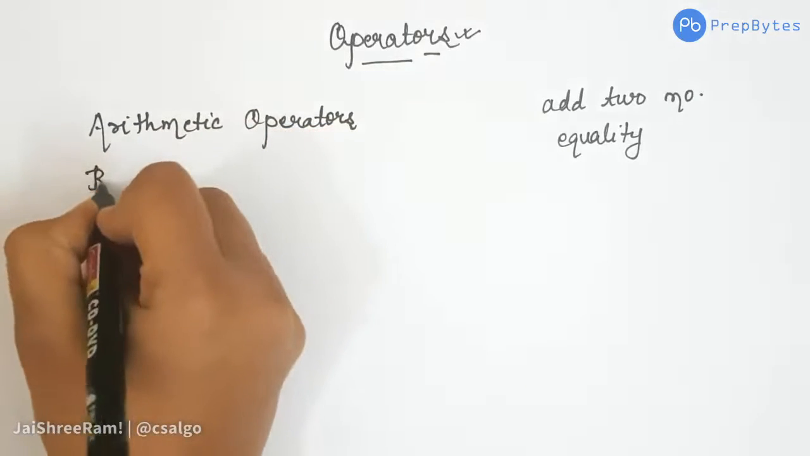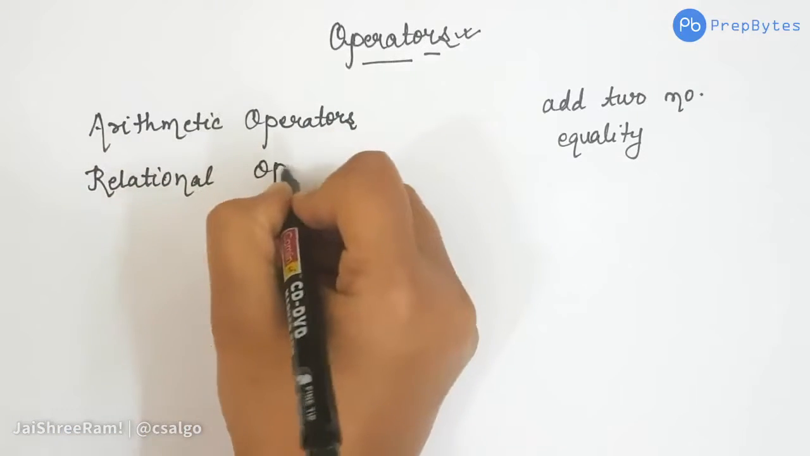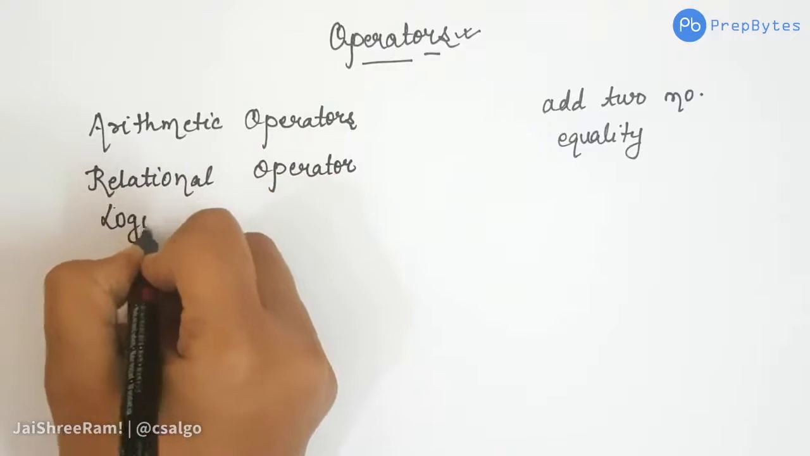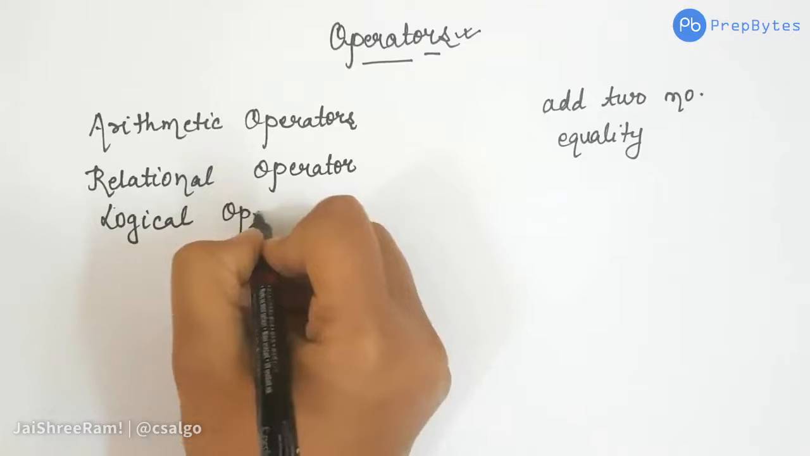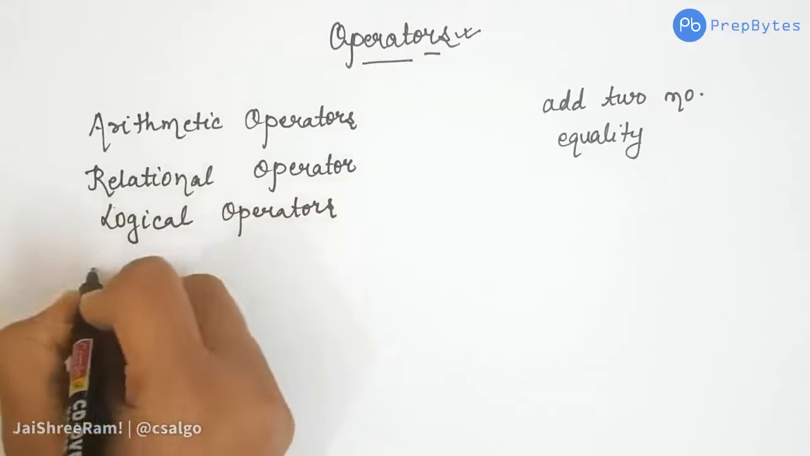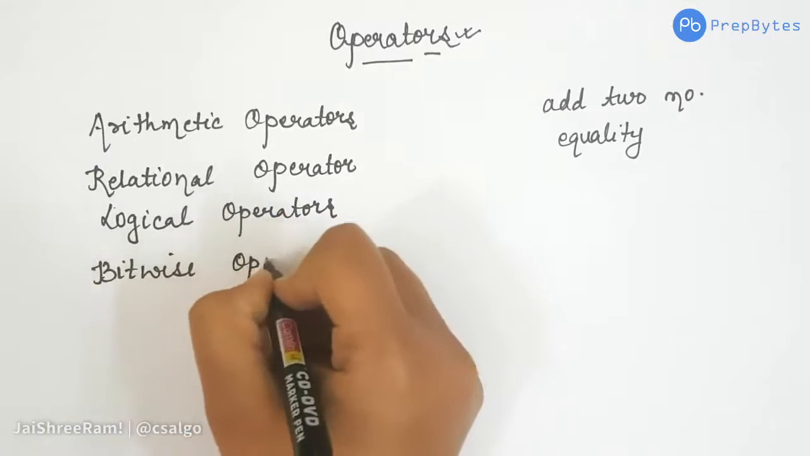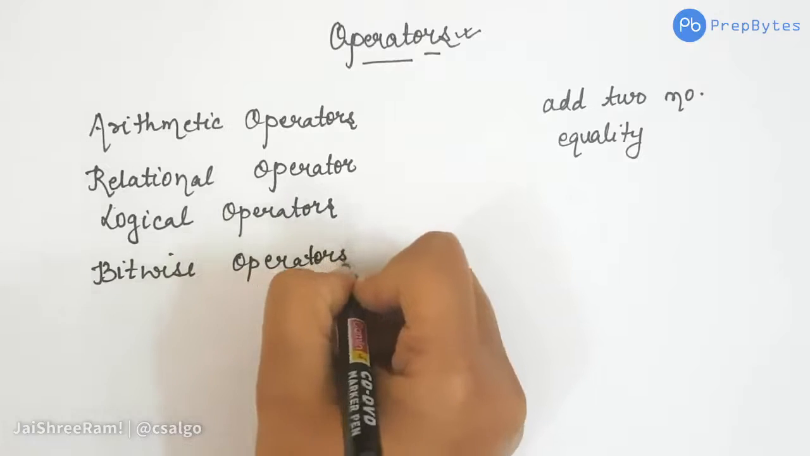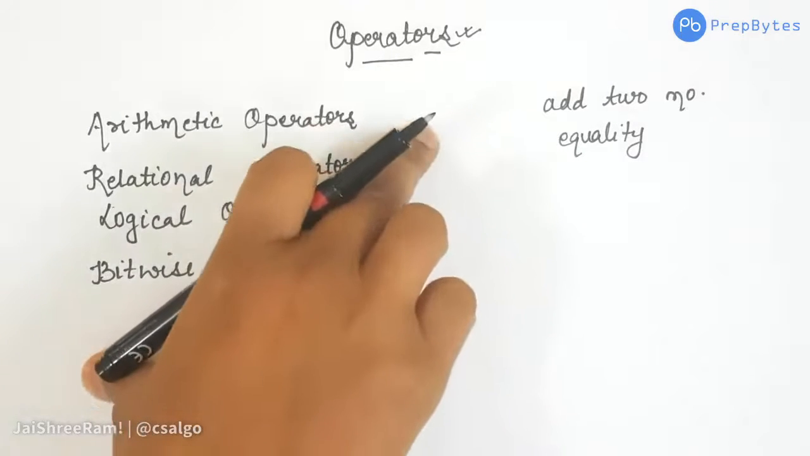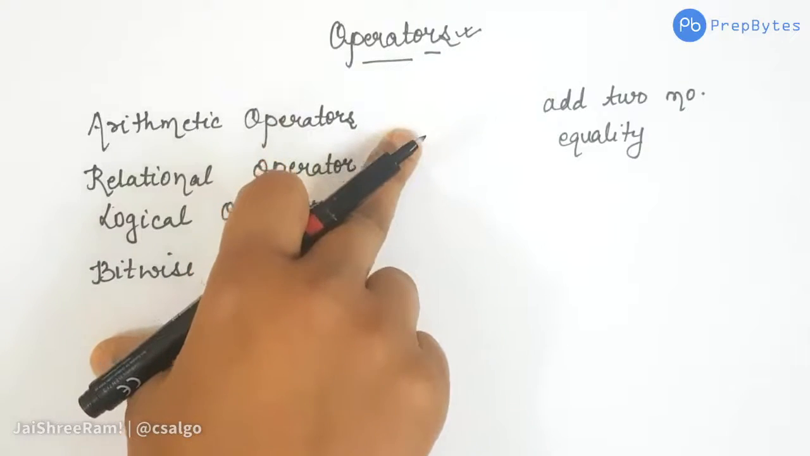we have relational operators, we have logical operators, we have bitwise operators, and we have a few other operators as well that we will talk about. So these are four broadly classified operators that we have. Apart from these four, we have other operators as well. We will talk about a few of them also.